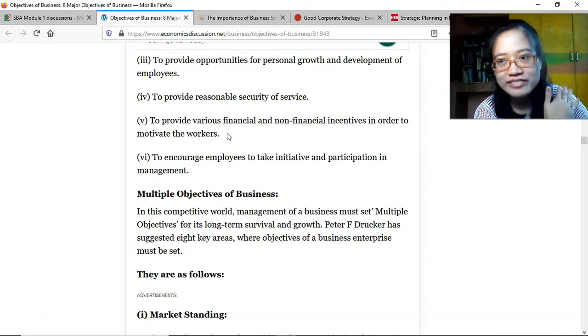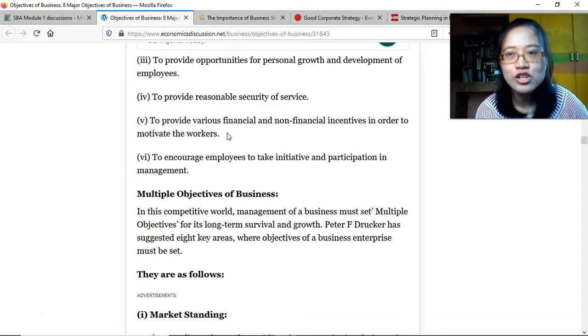To provide various financial and non-financial incentives in order to motivate the workers. Okay, hindi yung palaging tapik lang sa balikat. Congratulations. So, sometimes you need to provide monetary rewards then, or probably, in-kind certificates, trophies, or gifts siguro. Okay? If not monetary talaga. Okay? To encourage employees to take initiative and participation in management.